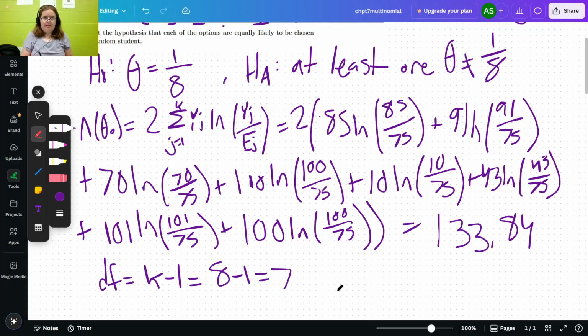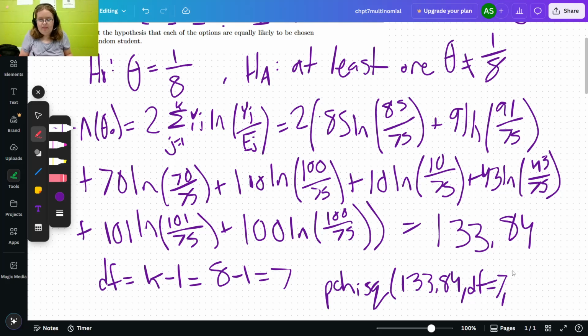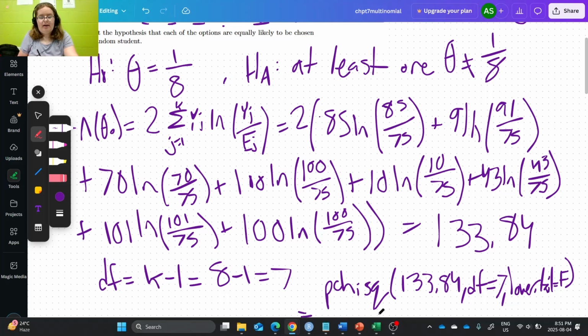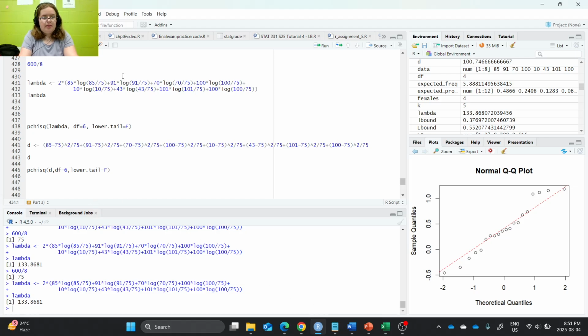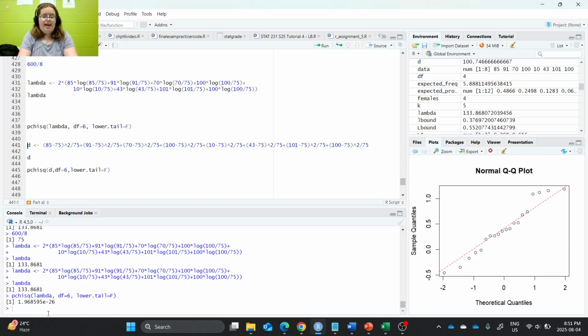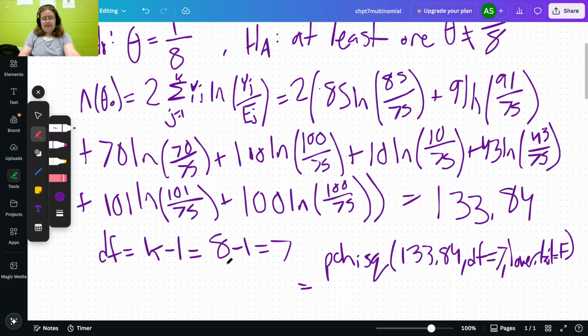So once we plug that into the p chi-squared function, we put our 133 in like this, and then degrees of freedom is equal to 7, and we need to make sure we put in lower.tail equals false, or we do the 1 minus the thing, whatever floats your boat. This will give me my p-value, which I have in R again. So we can do that. Just make sure I run these. And as I expected, this is a ridiculously small p-value, 1.968 times 10 to the negative 26.